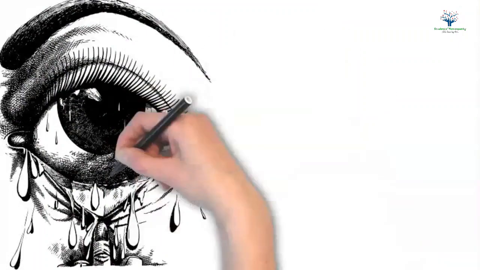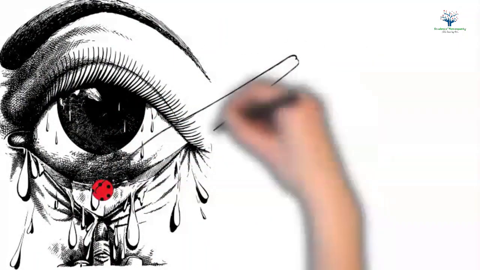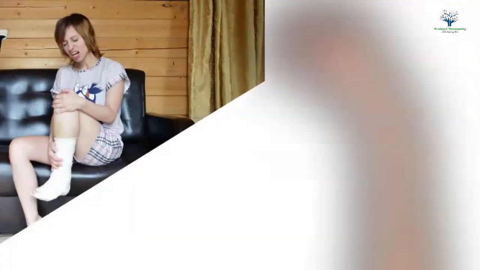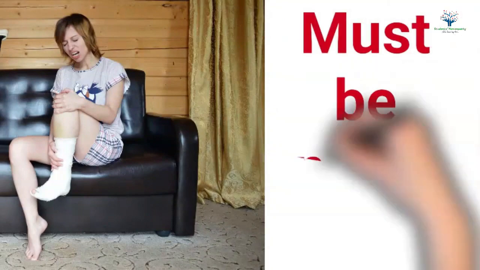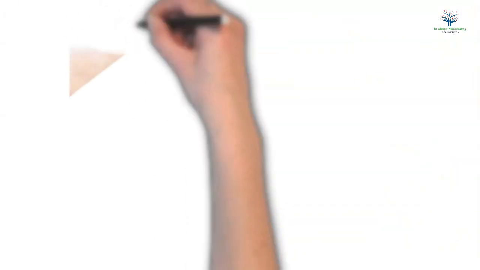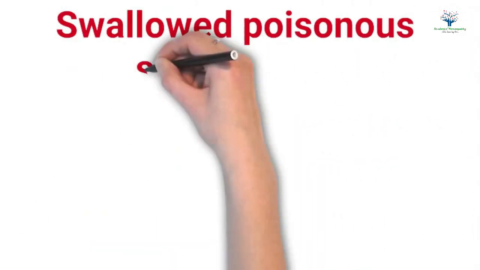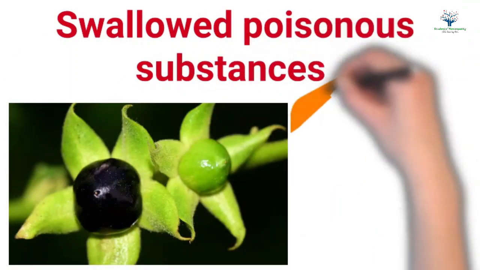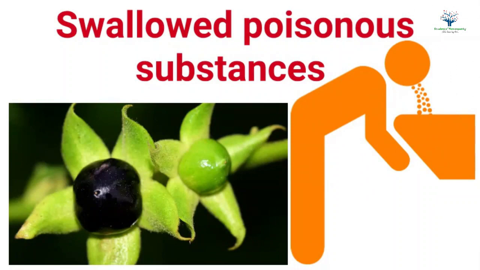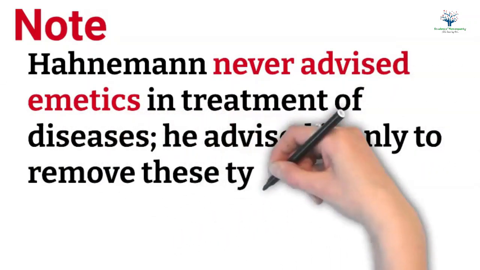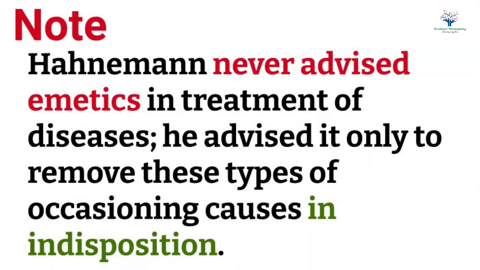Likewise, a foreign body in the cornea that excites inflammation of the eye must be extracted from the cornea. An overtied bandage on a wounded limb threatening to cause gangrene or necrosis must be made loose. A wounded artery leading to hemorrhage and fainting must be ligated. For swallowed poisonous substances like belladonna berries, endeavor must be made to promote their expulsion, that is by inducing vomiting. However, note that Hahnemann never advised emetics in treatment of diseases. He advised it only to remove this type of occasioning causes in indisposition.